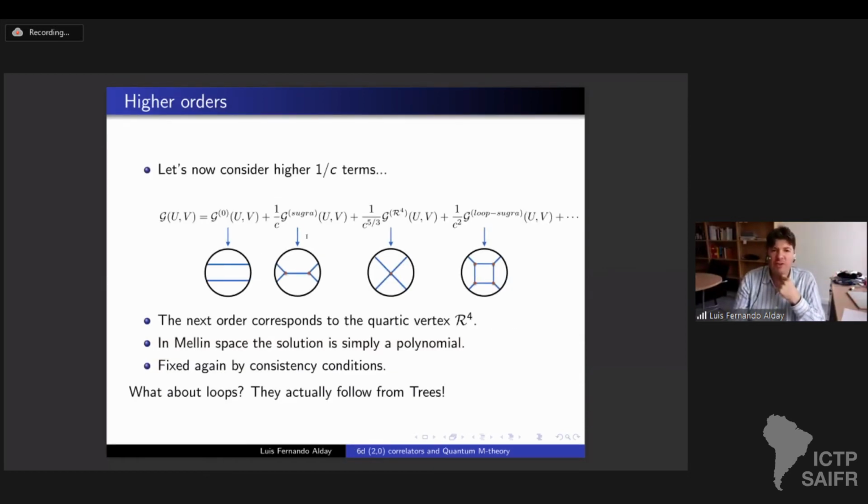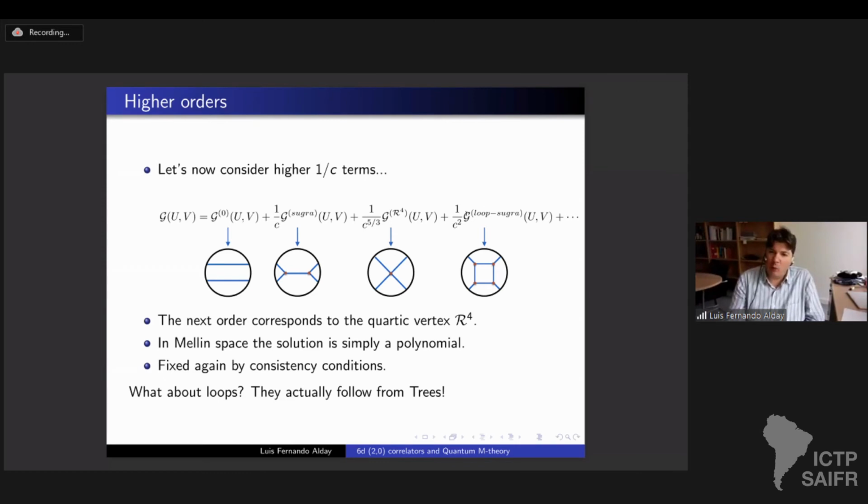So let's now try to consider higher 1/c terms. We just computed this supergravity result. It turns out that the next term corresponds to the quartic vertex R^4, and it goes like 1/c to the 5/3. In Mellin space, this solution simply corresponds to a polynomial. And again, this polynomial is fixed by consistency conditions. This is fantastic, and it allows us to fix all the correlators, this one, as I just showed before, and this one, which is much simpler.